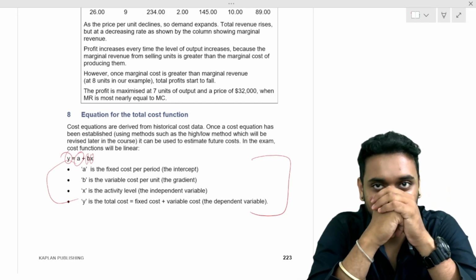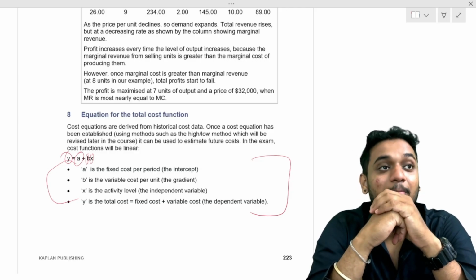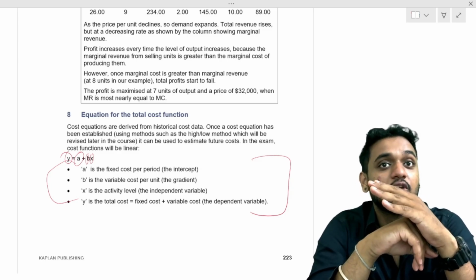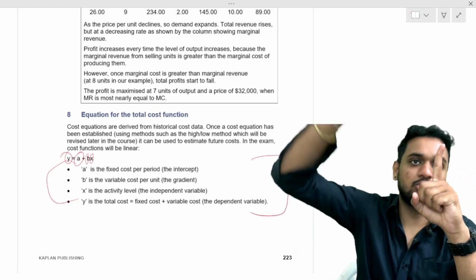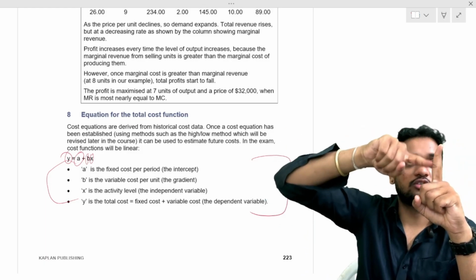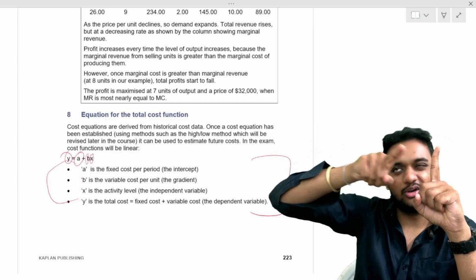Slanting. Okay, so it's called slope. Correctly. The variable cost determines the slope of total cost. Total cost starts from here and goes above. If variable cost is more, total cost will go more steeper. If variable cost is less, total cost will go less steeper.